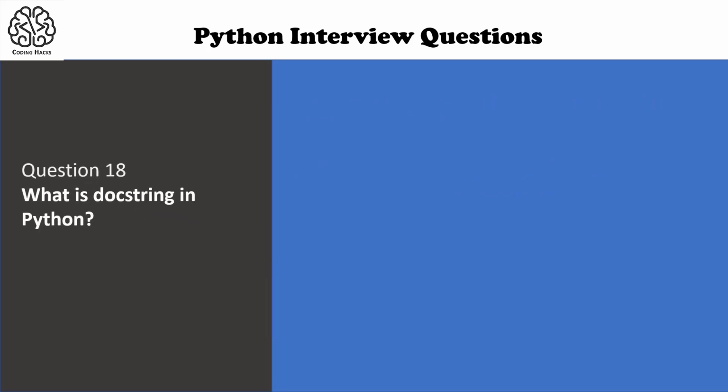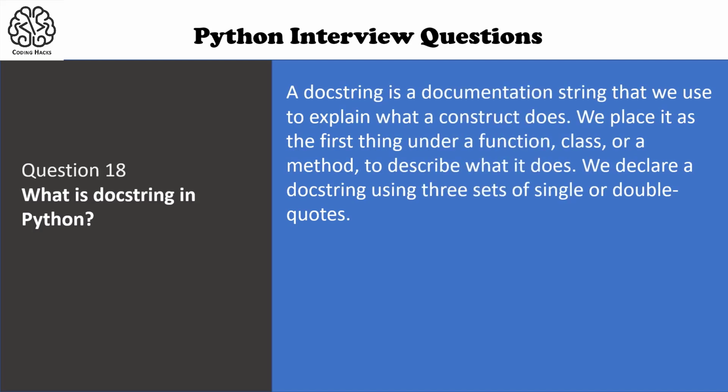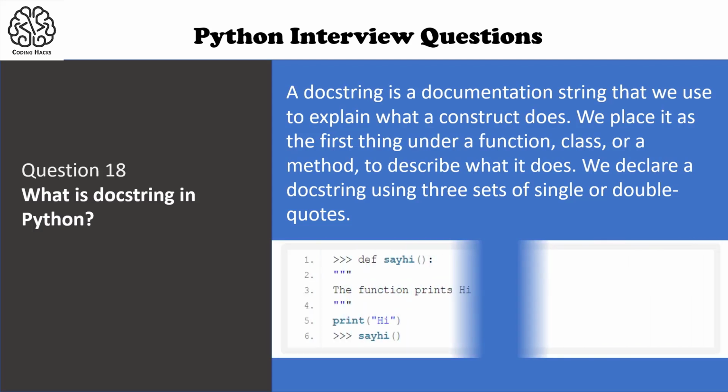Question number 18 is, what is docstring in Python? A docstring is a documentation string that we use to explain what a construct does. We place it as the first thing under a function, class, or a method to describe what it does. This is an example defined. We always declare a docstring using 3 sets of single or double quotes.